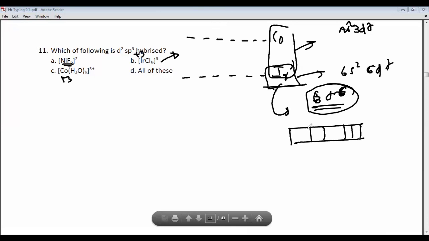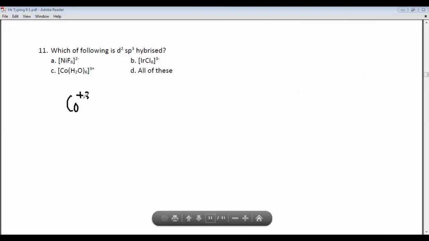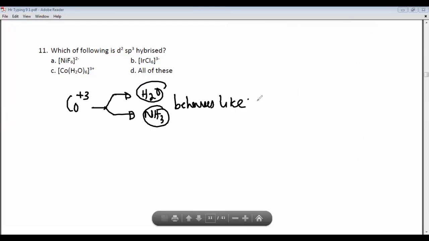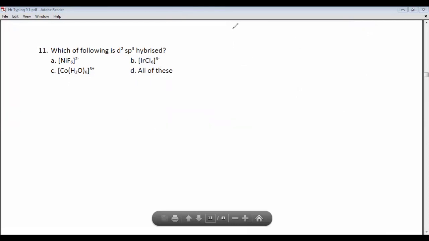Ready? So this can also form d2sp3. And there is a case when the cobalt is +3, and in presence of aqua and ammine ligands, these two behave like strong ligands, where the hybridization will be d2sp3. That's an exception that you have to know. So I think all have the same hybridization, d2sp3. Clear? Okay. So keep that question in your mind.